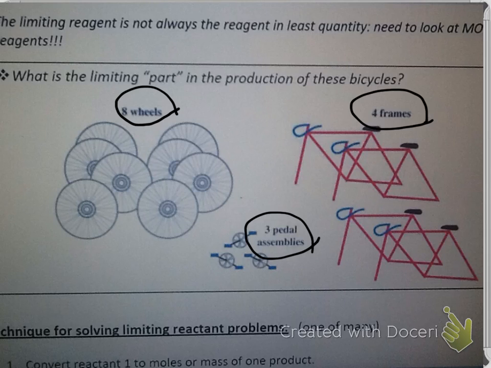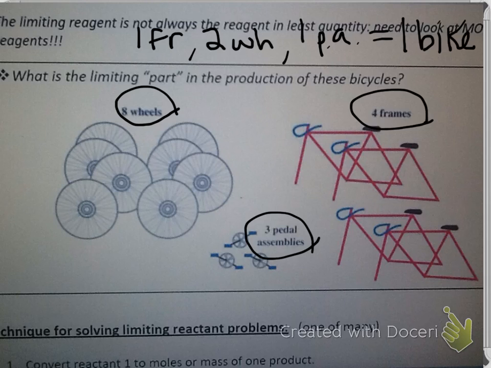So for every bike, you need 1 frame. You need how many wheels? We need 2 wheels. And the pedal assembly comes with both pedals and all the gear stuff. So you need 1 pedal assembly. Okay, so that makes 1 bike. That'll equal 1 bike. So the question was, what is the limiting part in the production of these bicycles?